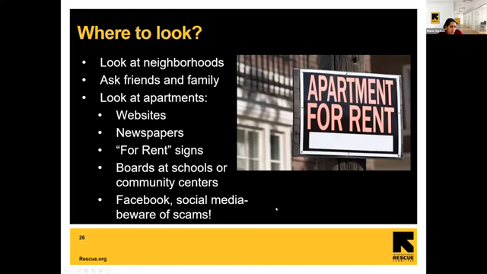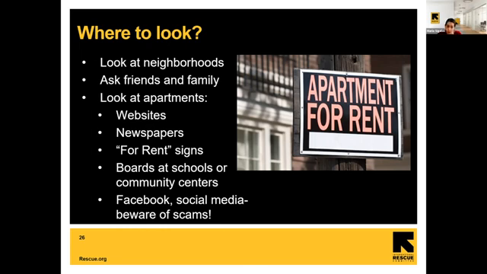So the first thing to think about is, where do I look for an apartment? You want to figure out some neighborhoods, right? Go walk around. Go to some places that you might be interested in living, and ask friends and family for some advice on where it might be a good place to live. Then look at some apartments, get a better idea of what the costs are, or what the apartments look like in the areas you're thinking of.